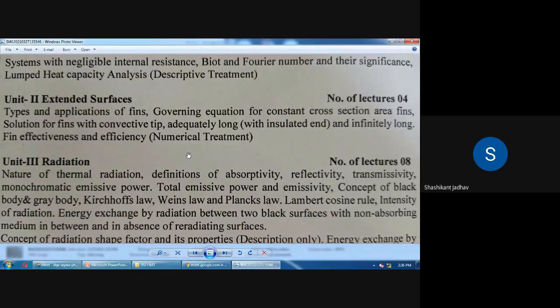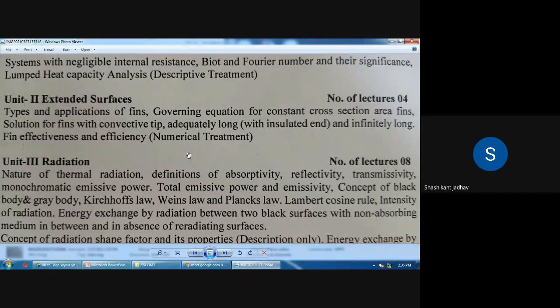Okay. So what is the title of unit number 2? That is extended surfaces. In this topic we have to cover the different types of the extended surfaces, then what are the applications of the fins. Extended surfaces is nothing but fins. We have to discuss the different types of these extended surfaces and the applications of the fins.